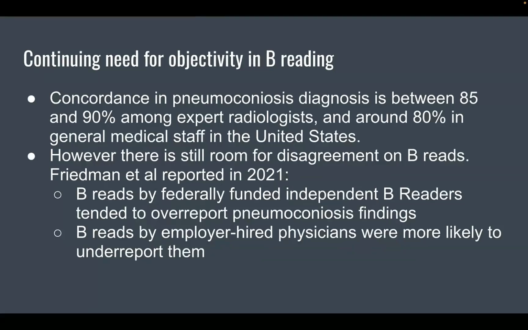So having the need for objectivity in B reading is a very critical factor. And looking at the concordance rates among B readers, it's about 80 to 90% among expert radiologists. If you look to general medical staff, it drops a little bit to about 80%. But there is always room for disagreement on these B reads. And being able to find a consistent way to interpret these B reads systematically can really provide definitive diagnoses. Next slide.